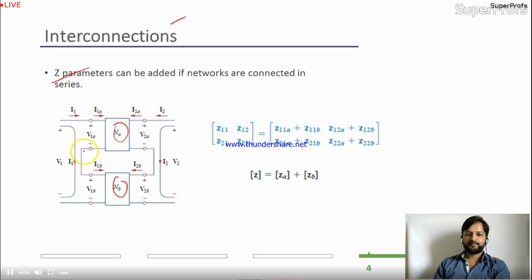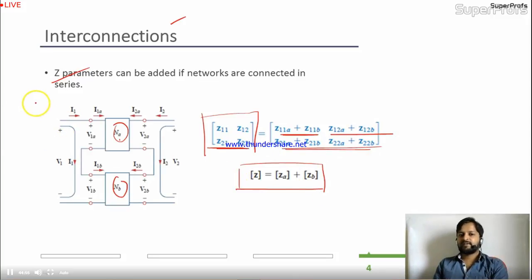If they are connected in such a way, the resultant Z matrix will be the summation of the individual parameters. Whatever parameter Z11 for A, you will add with Z11 of B, Z12 of A with Z12 of B. So we are adding. Whenever networks are connected in series, please focus on the Z parameters only. The resultant is given by just adding the separate parameters.